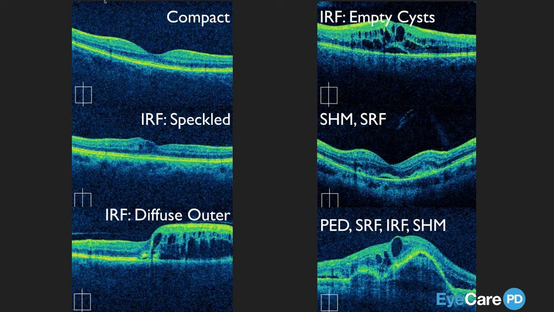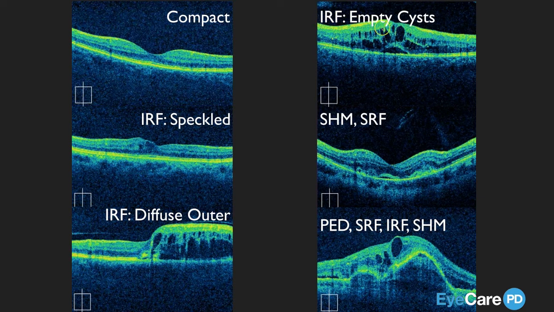You can see on the top this OCT that I've labeled as compact. Compact really just meaning that the neural tissue is all squished together. It's all appearing in a normal anatomic variant. As opposed to this one with intraretinal fluid. The intraretinal fluid actually has a speckled appearance. The one down below, intraretinal fluid, has a diffuse outer thickening appearance. Look, the fluid's confined more to this outer aspect of the retina.